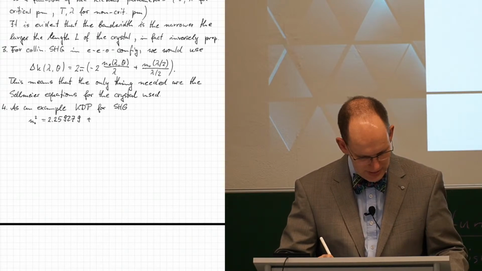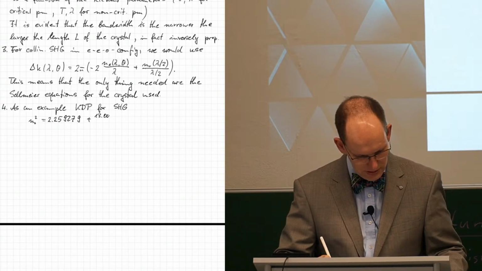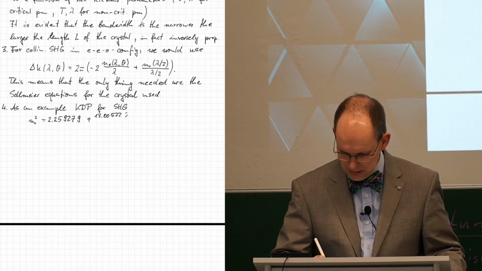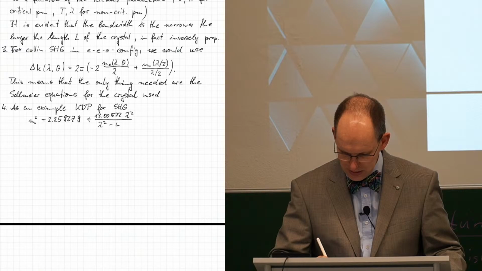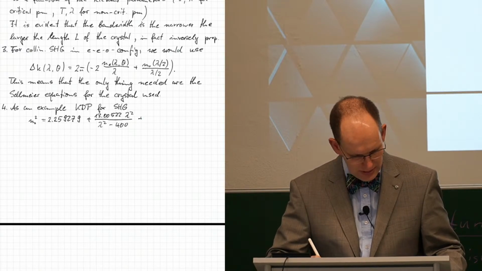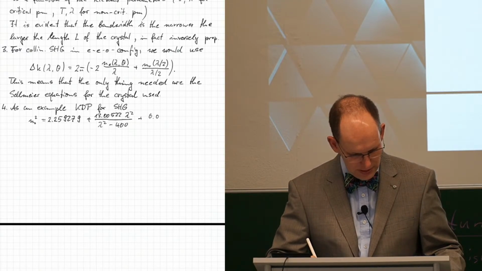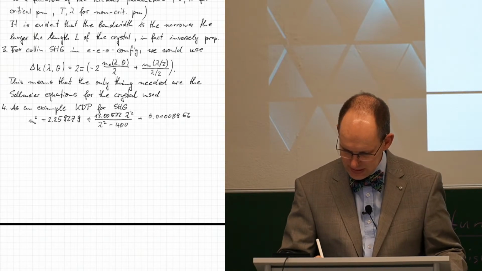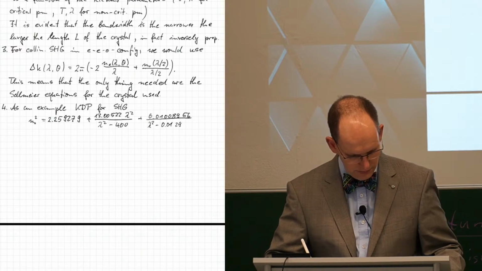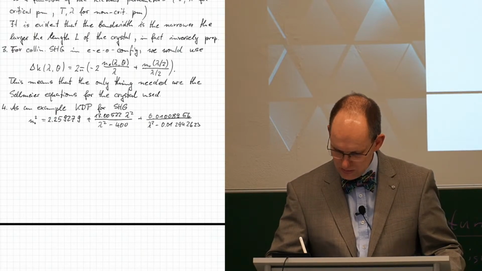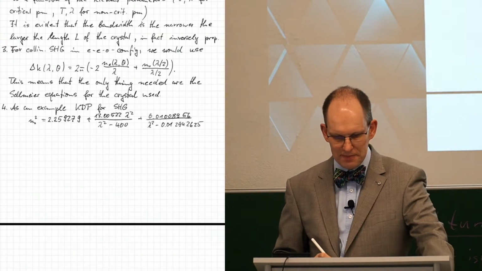2.259279 plus 13.00522 lambda squared divided by lambda squared minus 400, plus 0.0100896 divided by lambda squared minus 0.0129426, something like that. Yeah?